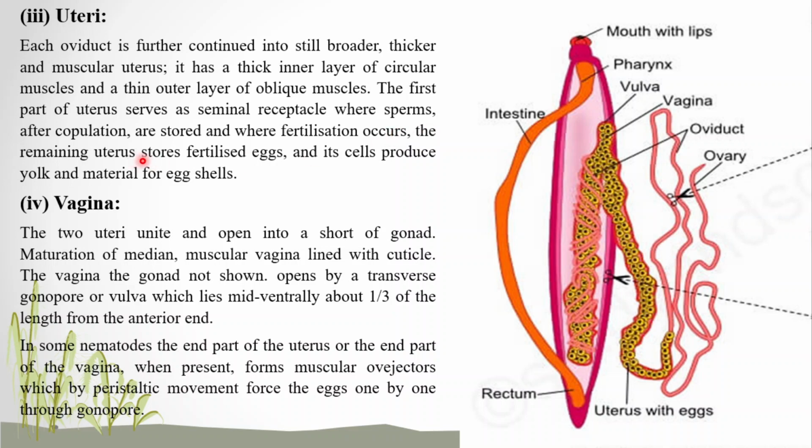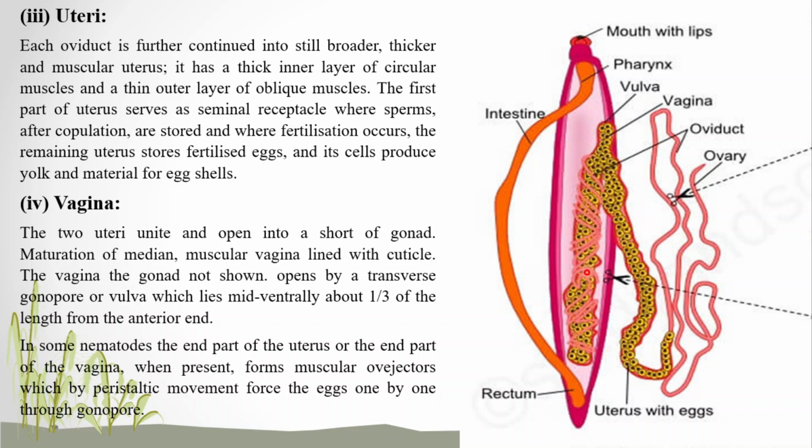The remaining uterus stores fertilized eggs. The remaining portion of this complete uterus contains or stores the fertilized eggs. See, these yellow colored rounded structures are all fertilized eggs, and its cells produce yolk and material for egg shells. So this is all about the structure of the uterus.